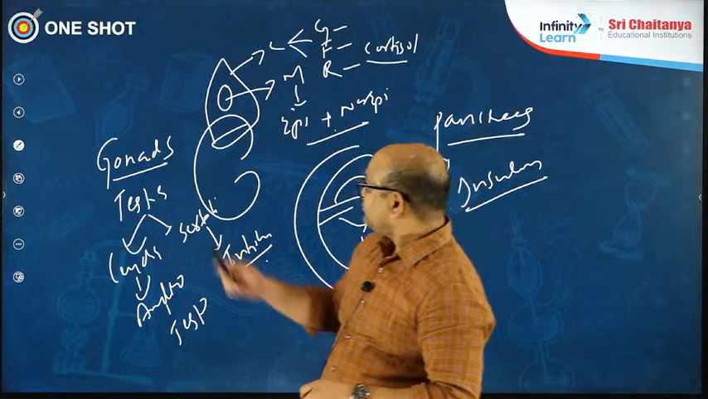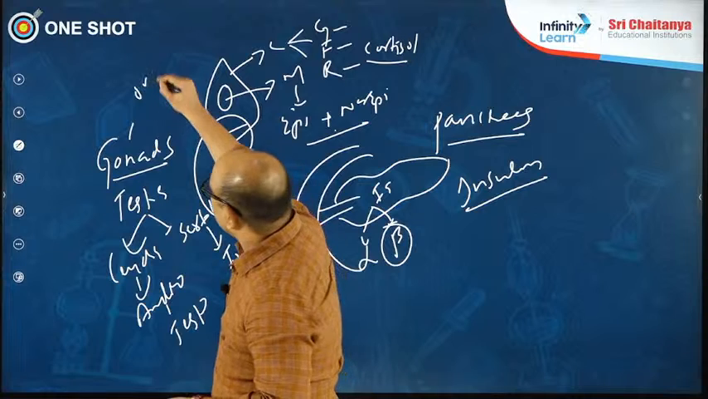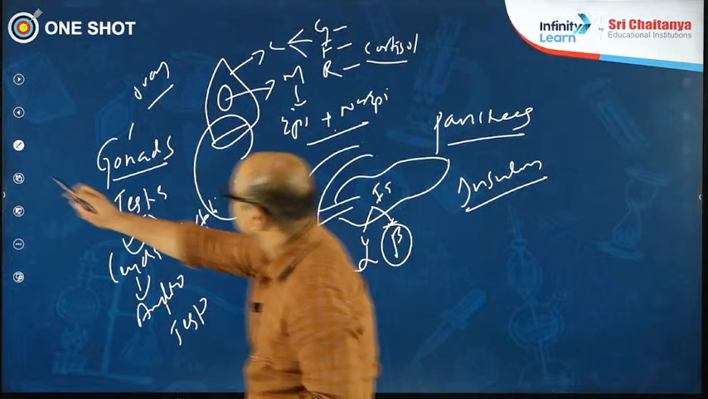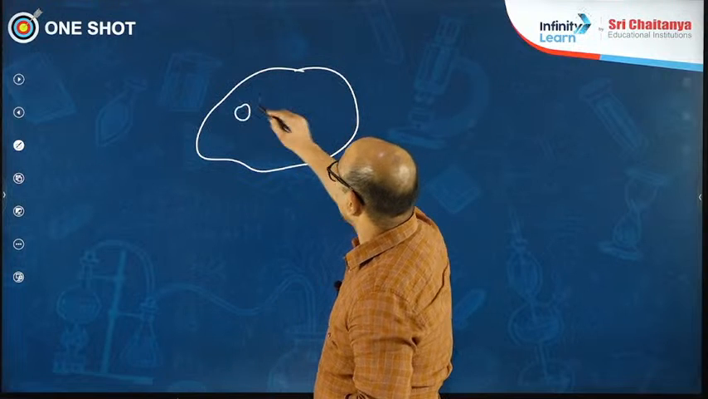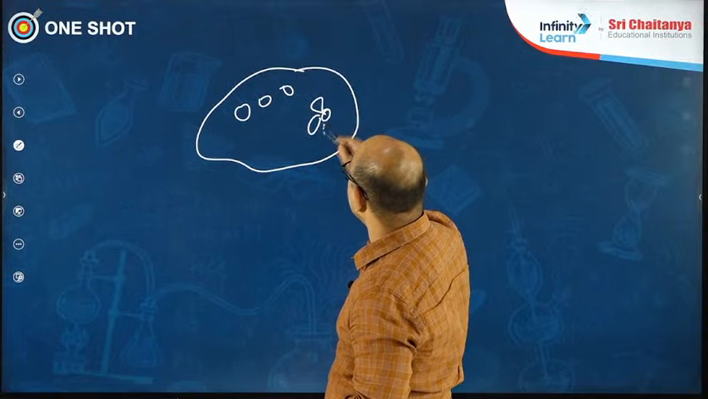Next, let us talk about the ovary. Regarding the ovary, suppose this is the ovary: these are the growing follicles of the ovary and this is the corpus luteum of the ovary.